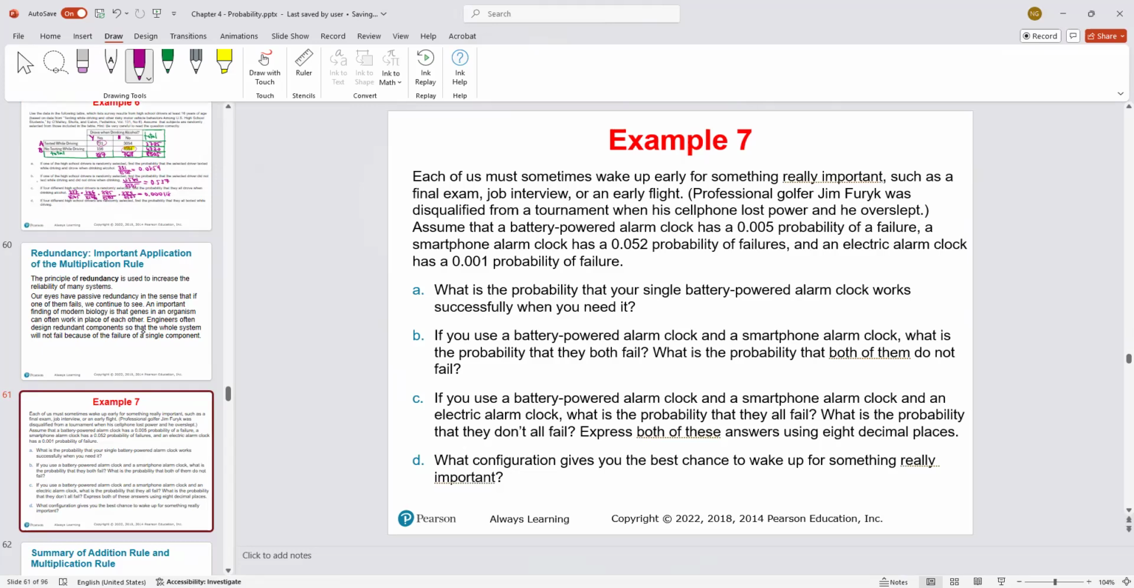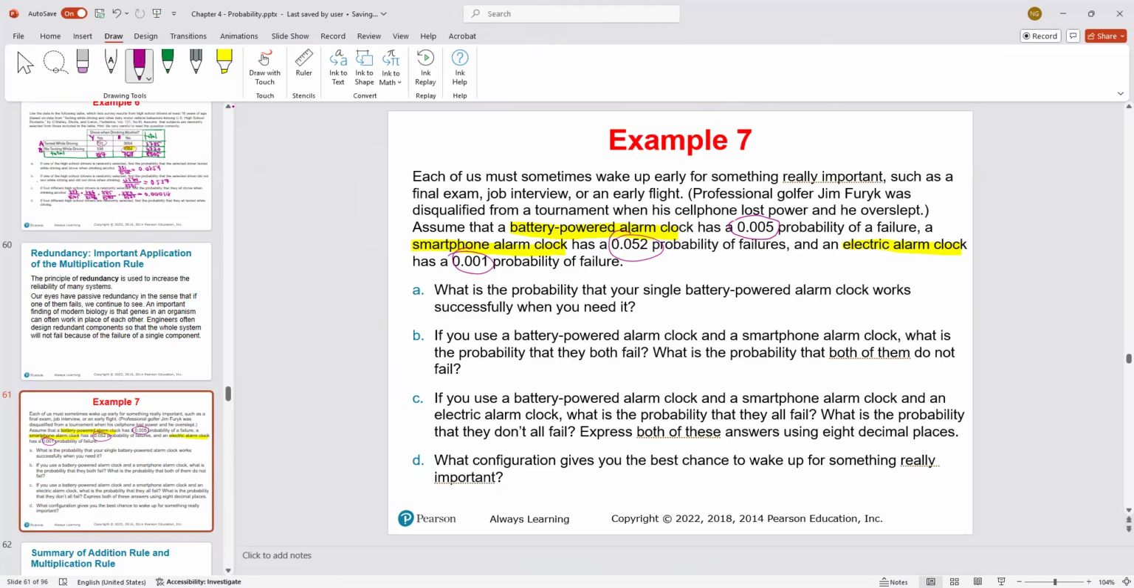Assume that a battery powered alarm clock has a 0.005 probability of a failure. So we have three of them. Battery power clock, and we have a smart alarm clock, and we have an electric alarm clock. So three of them. We said, each of them has their own failures. What is the probability? That's something you need to verify when we ask you for it.